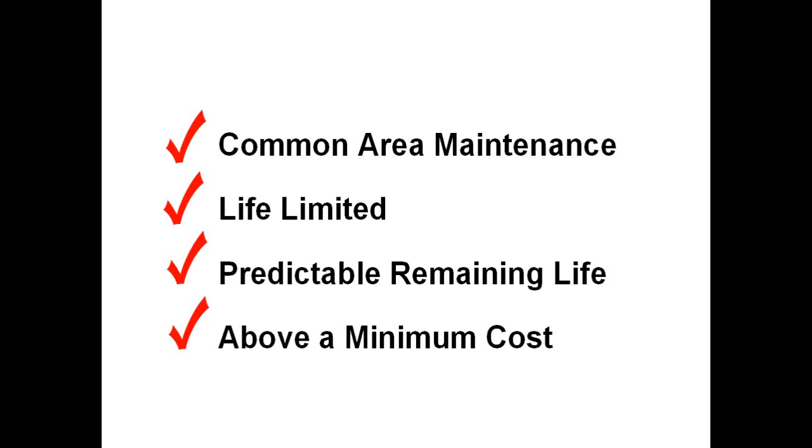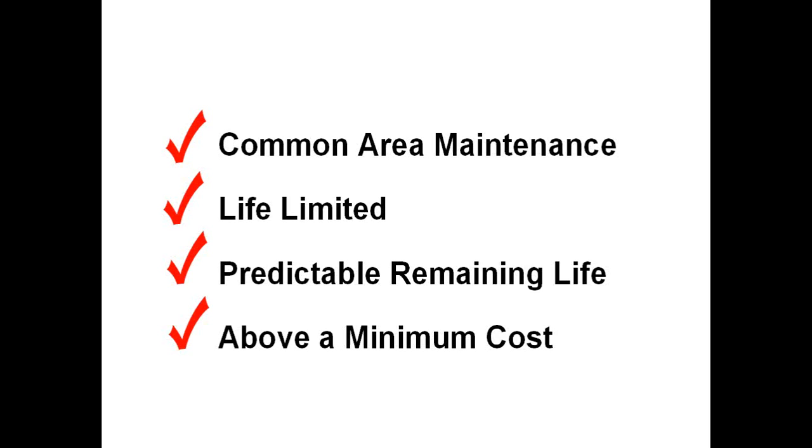So let's start with that foundation, the component list. Per National Reserve Study Standards, items appear in the reserve component list if they meet all four parts of the following four-part test: that they are individually a common area maintenance responsibility, that they're life limited, that the project has a predictable remaining useful life, and that the project is above a minimum replacement cost. If a component appears on your reserve study that doesn't pass this four-part test, it should be removed and ignored.